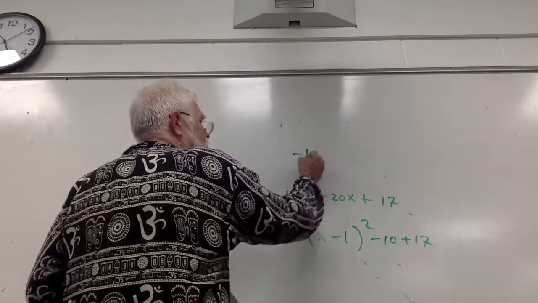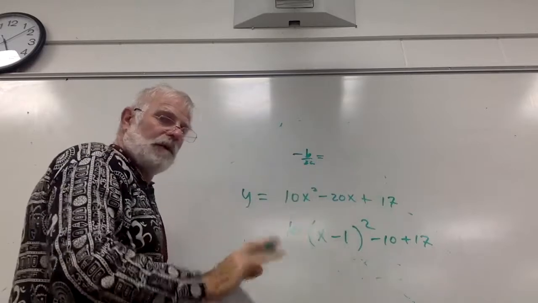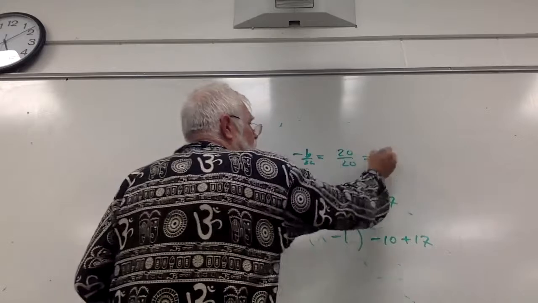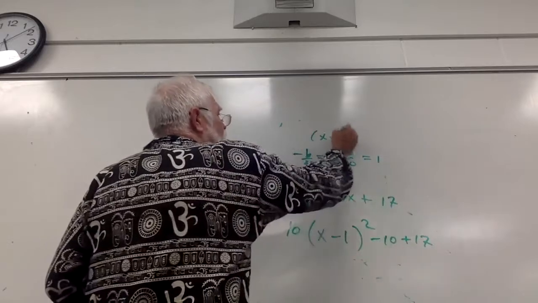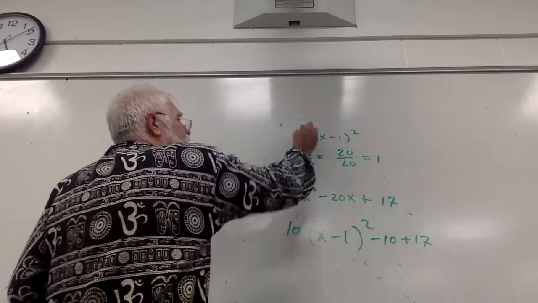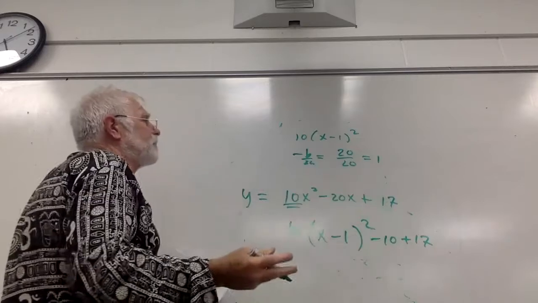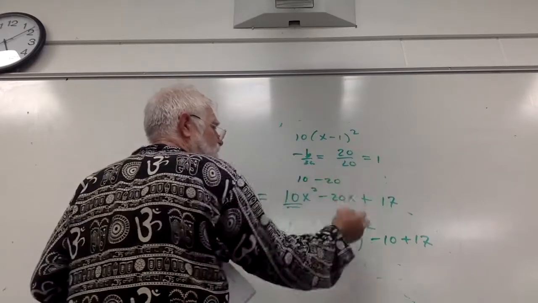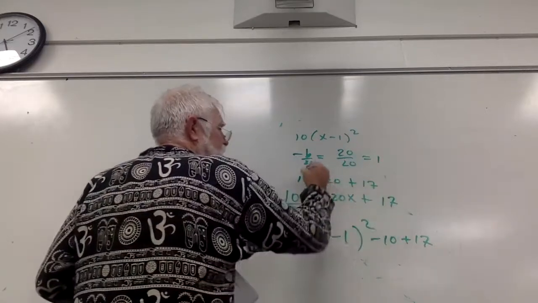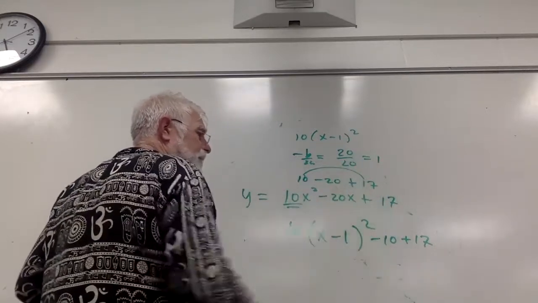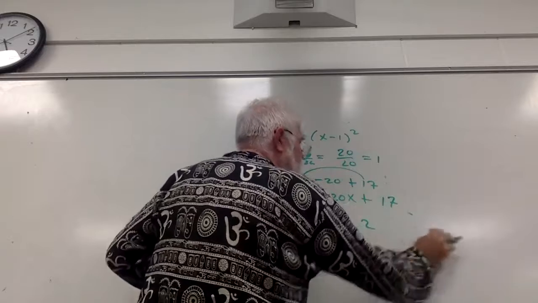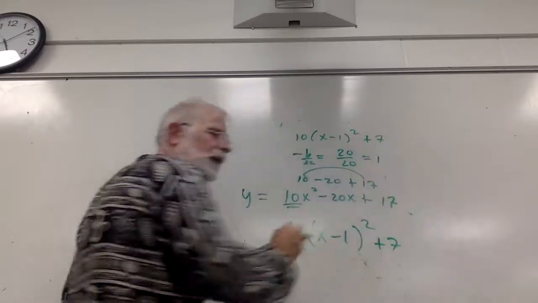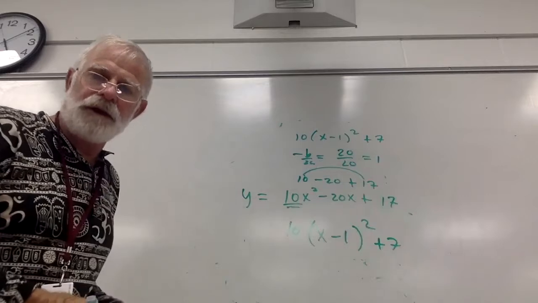Minus b over 2a. This is the way most people get it right. Positive 20 over 20. Well, that's 1. If that's 1, you're saying x minus 1 squared. And you're putting the 10 there because it's given. It's a gift. So take it. Then when you put 1 in, you get 10 minus 20 plus 17. That's 27 minus 20, which is indeed 7. Either way, you do it some way that you get it right.